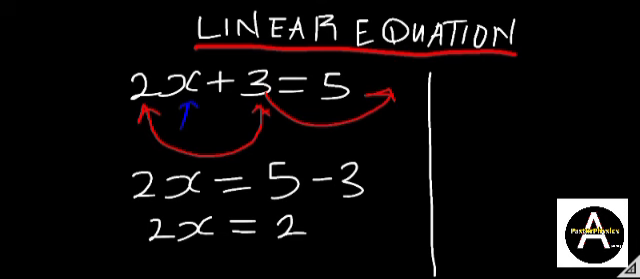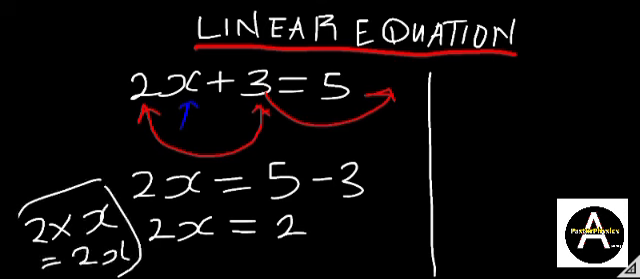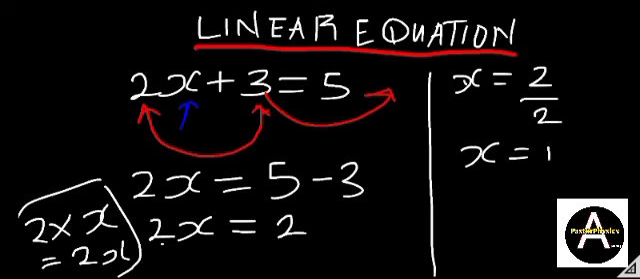The next thing to remove is 2, and we know that 2 is connected to x by multiplication, because 2 times x is the same thing as 2x, right? So since this is the same thing as 2 times x, when we are removing 2 from this side and 2 is going to the other side, it becomes divide. So we now say that x is equal to 2 over 2, and 2 over 2 is equal to 1. So the solution to this equation is x is equal to 1.